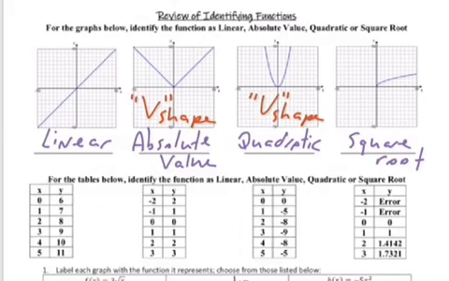The next section is asking you to identify the function as linear, absolute value, quadratic, or square root by looking at the table of values. Try those now. Pause the video first.